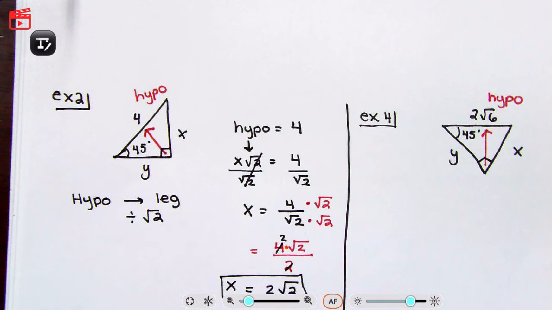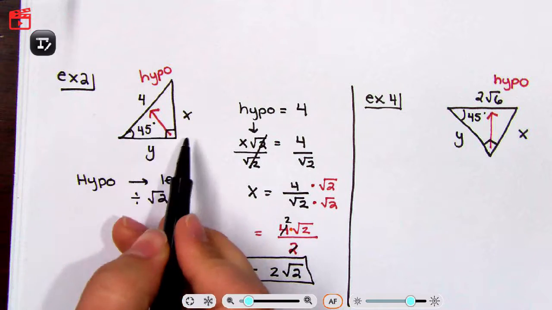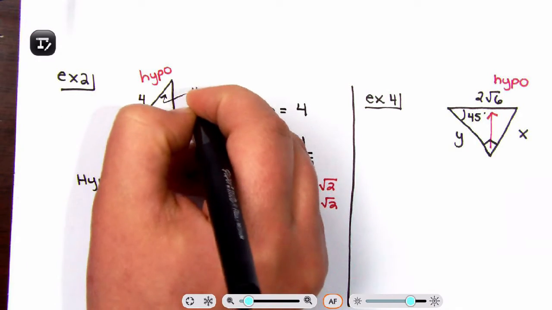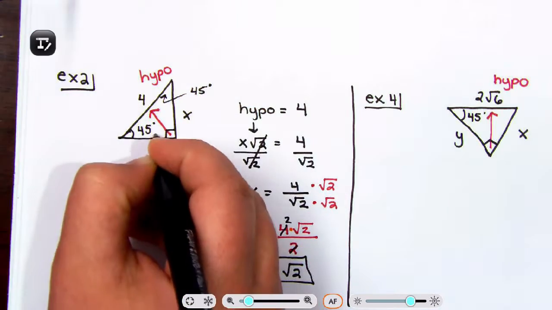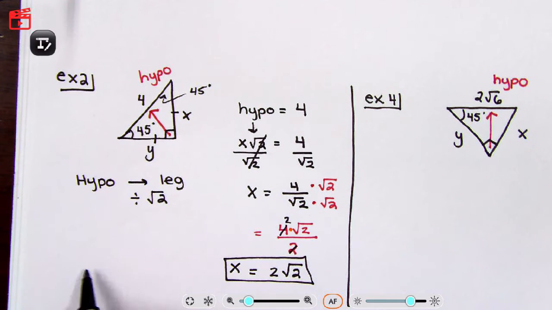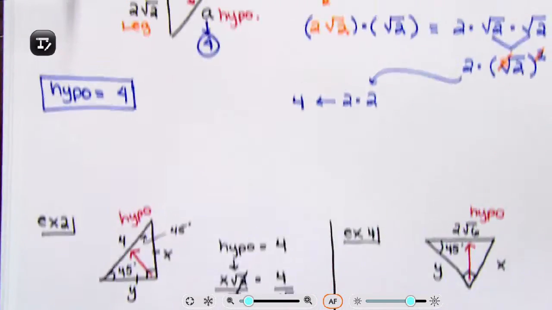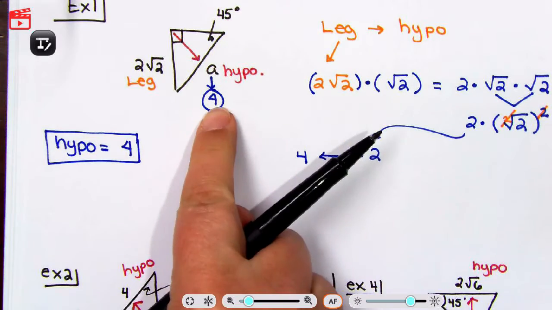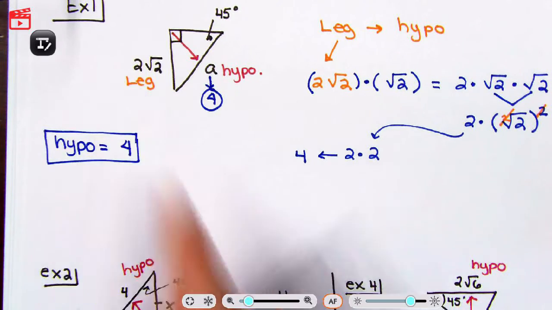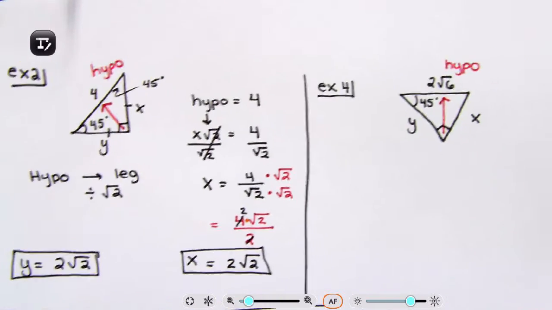Now, because we know that x is 2 root 2, and we know that we have a 45, 45, 90 triangle, we note that this is an isosceles triangle, so both legs are congruent to each other. So if x is equal to 2 root 2, then y is equal to 2 root 2 also. Now we could have cheated and looked at this example. We know the hypotenuse is 4, so we already knew that the leg was going to be 2 root 2, but I did want to show you how to solve that. Let's try one more for example 4.